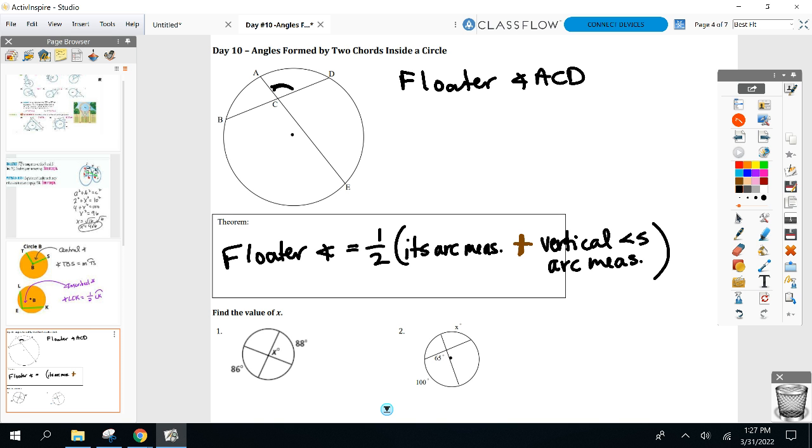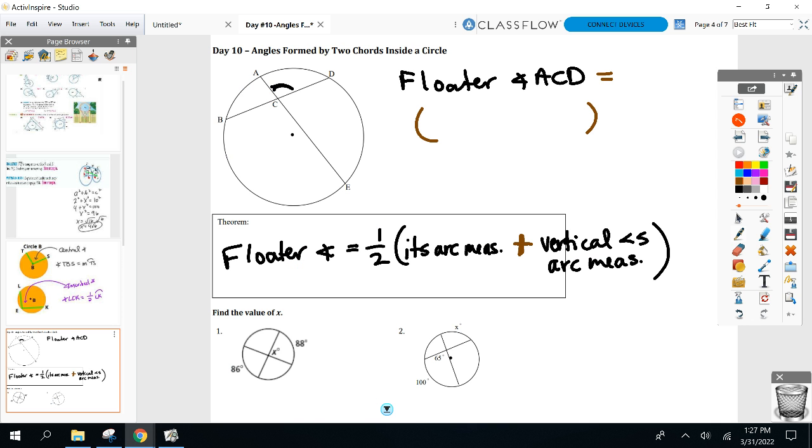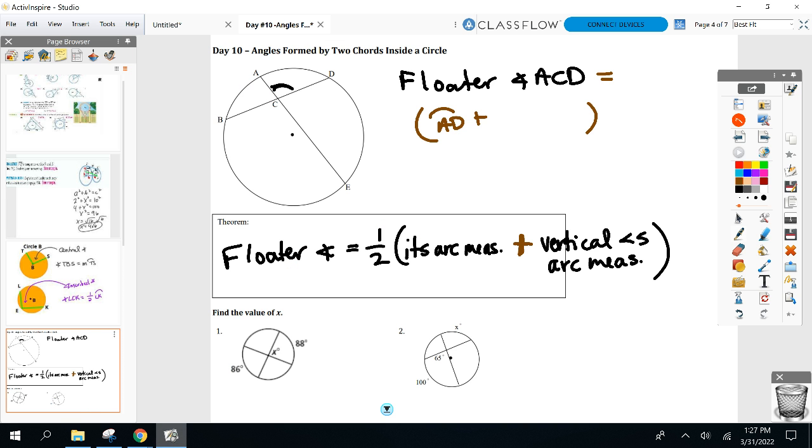Go back up to angle ACD. A couple of you guys are going to find it for me right now. How do I find angle ACD? I'm going to take its arc. What arc belongs to ACD on our diagram? Arc AD. So I'm going to take arc AD, add it to its vertical angle's arc. ACD is a vertical angle with BCE. And what arc belongs to BCE?